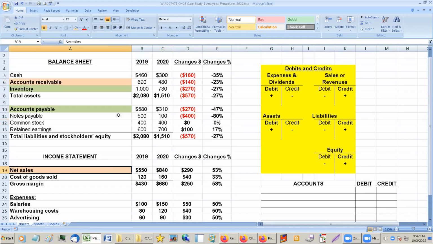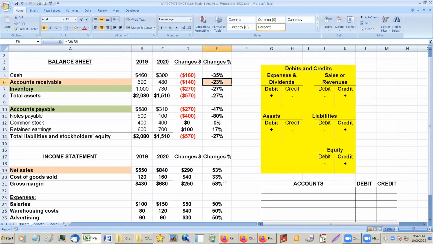Okay, so these are curious, especially this accounts receivable and net sales. It's strange that these would be going in opposite directions. You would think they'd be going in the same direction. Inventory and accounts payable are going sort of in the same direction. They're negative, but that in itself is strange. This one is really strange. Oops, this one.